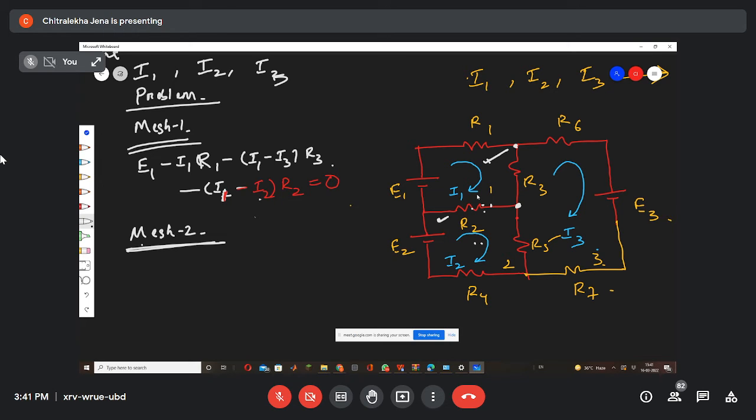Once again, I will tell you, listen carefully. When I am writing for mesh 1, if I am taking a common resistance, suppose R3, then I will write down first this current, then the other mesh current which is common to this R3 resistance.